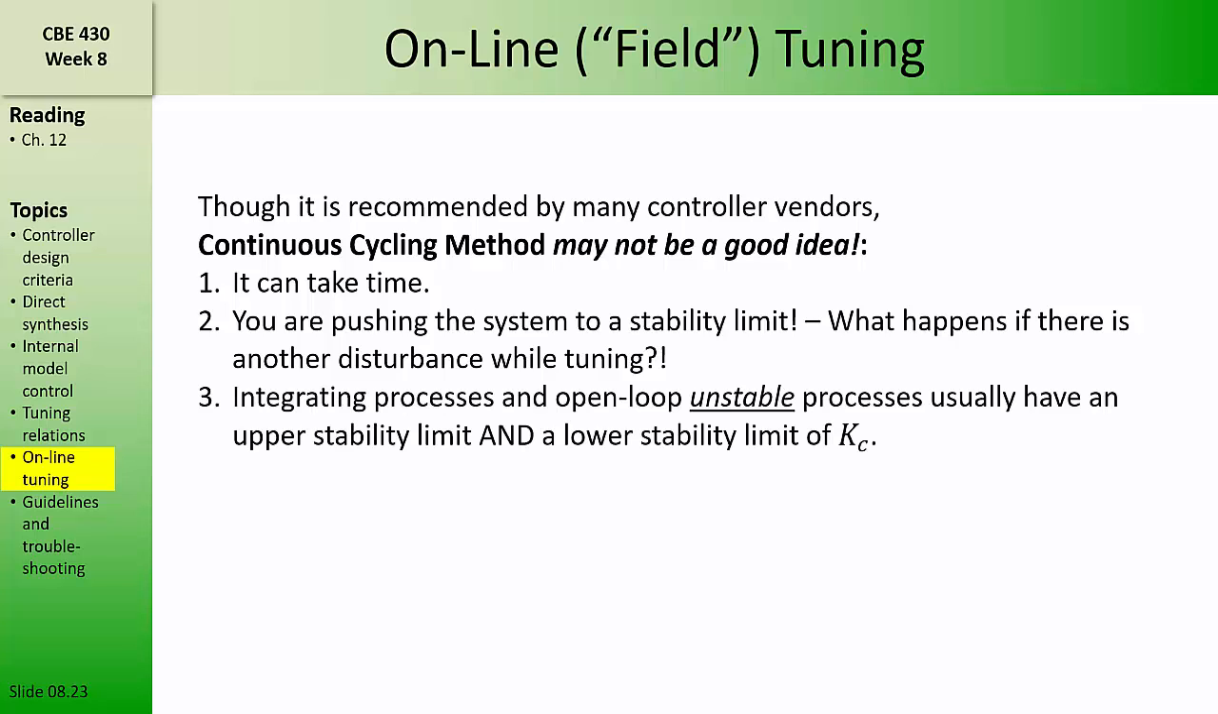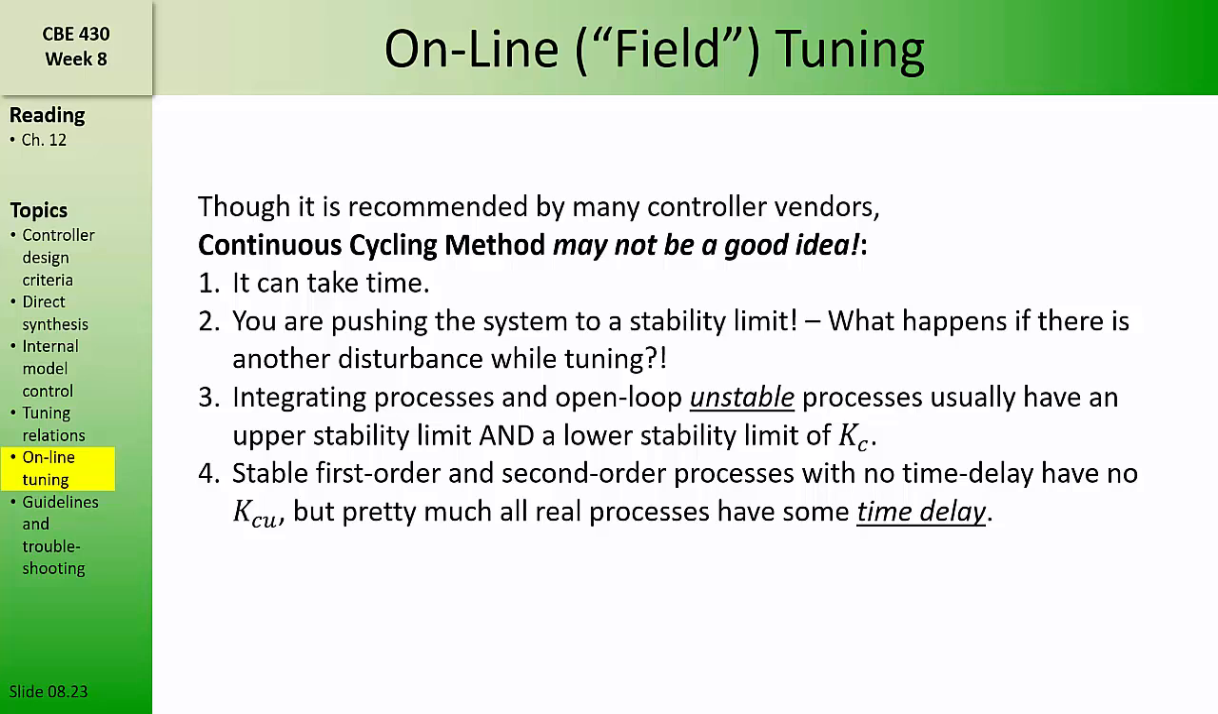Integrating processes and processes that are open loop unstable usually have an upper stability limit and a lower stability limit on the controller gain. And remember, the process for the continuous cycling method begins by setting the controller gain at a very small value. So we have to be careful because we may actually be starting in an unstable region. Finally, stable first order and second order processes with no time delay actually have no ultimate gain.